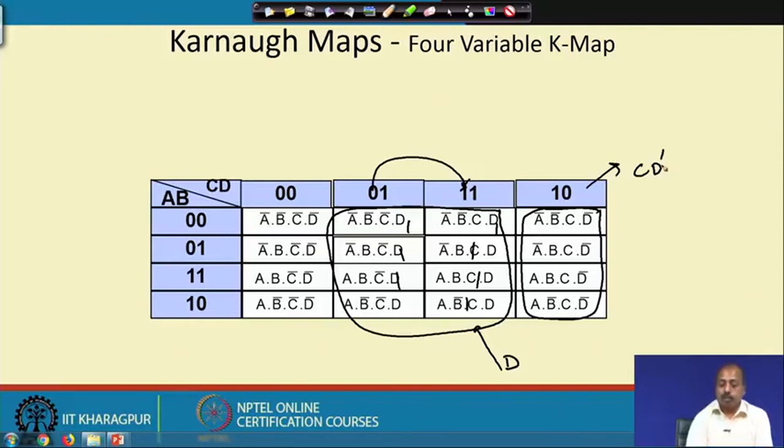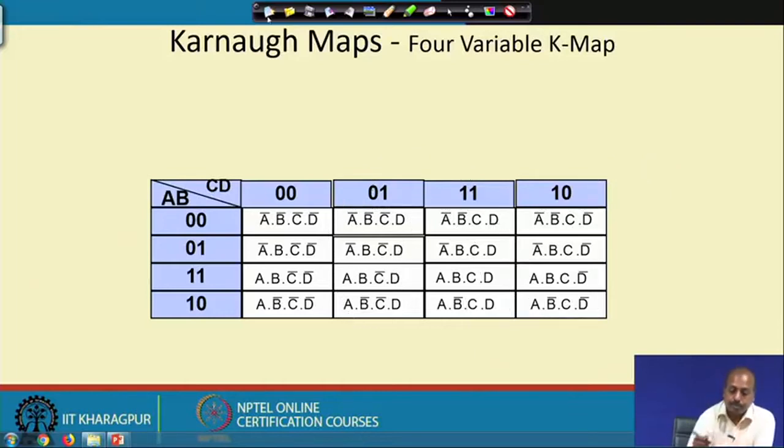If an octet is not possible, you try to make quads like this, and if quads are also not possible, then you try to make pairs, and if pairs are also not possible, in that case you have to take the single terms. It may so happen that your ones are distributed like this. Now you cannot do any pairing, because you do not get one variable changing between the terms. So, you have to take these individual terms only, and then no minimization is possible.